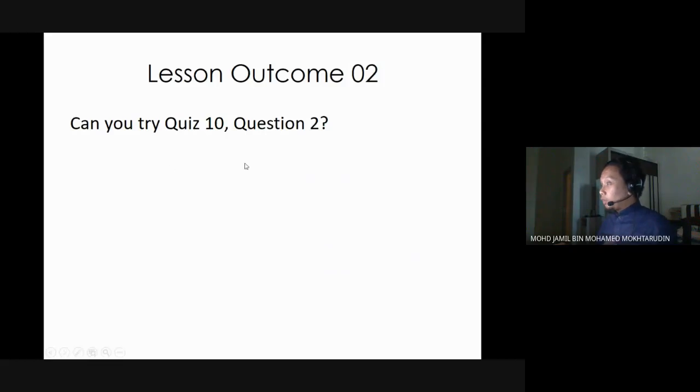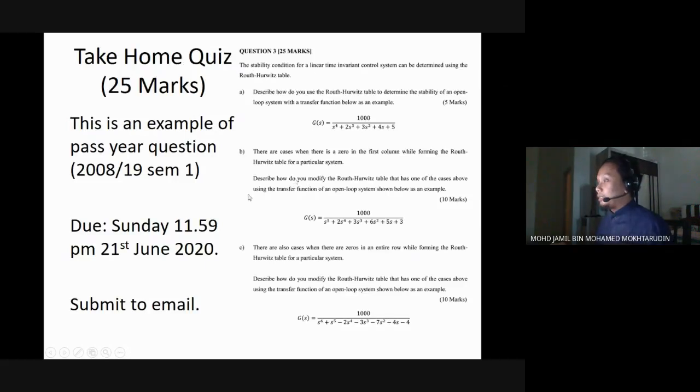All right, if you have no question for question number 2, I want to give you a take home quiz. This is an example of a past year question, 2018/2019 semester 1. The question basically asks you to describe how to use Routh Hurwitz to determine the stability of 3 transfer functions. There are 3 cases that we have learned. Question A is for the normal case of Routh Hurwitz. Question B is about the zero in the first column. And question C is about zeros in an entire row.